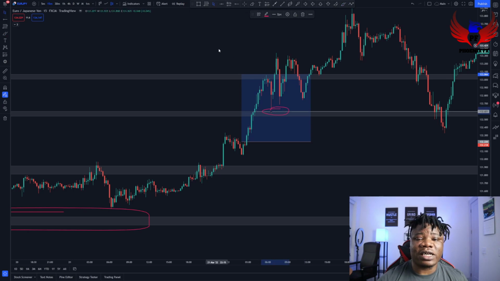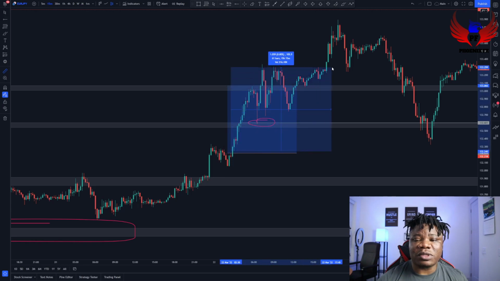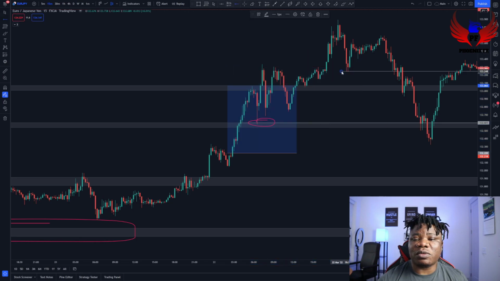And just look at this thing. If you had left a runner, let's say you eventually got stopped out here. You got stopped out here because price created another low here. You're looking at 105 pips that you actually caught, because if you look here, you would have moved your stop loss to this low here, and then you would have been stopped out.